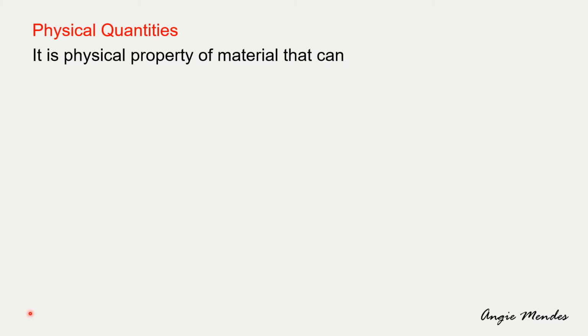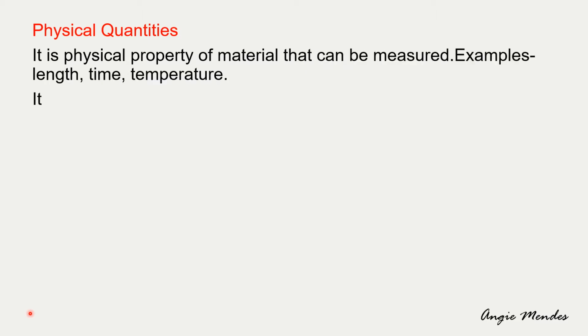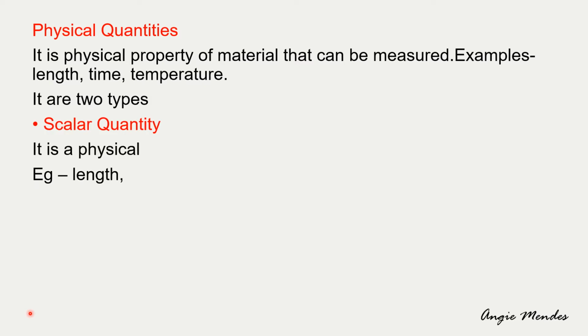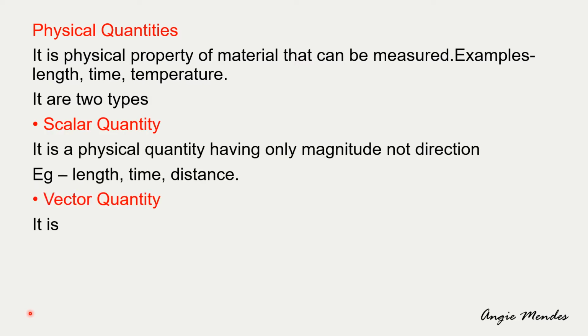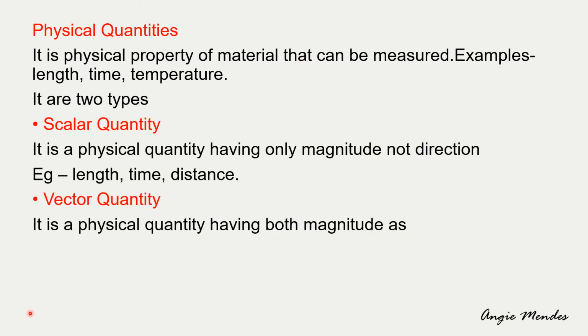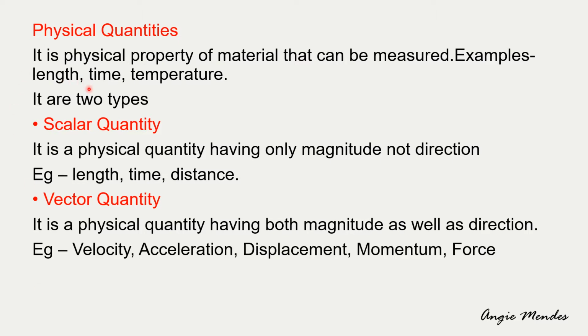In physics, we need to know what are physical quantities. A physical quantity is the physical property of a material that can be measured. Example, length, time, temperature. Length can be measured, time can be told. Now physical quantities can be of two types. We have the scalar quantity and we have the vector quantity.